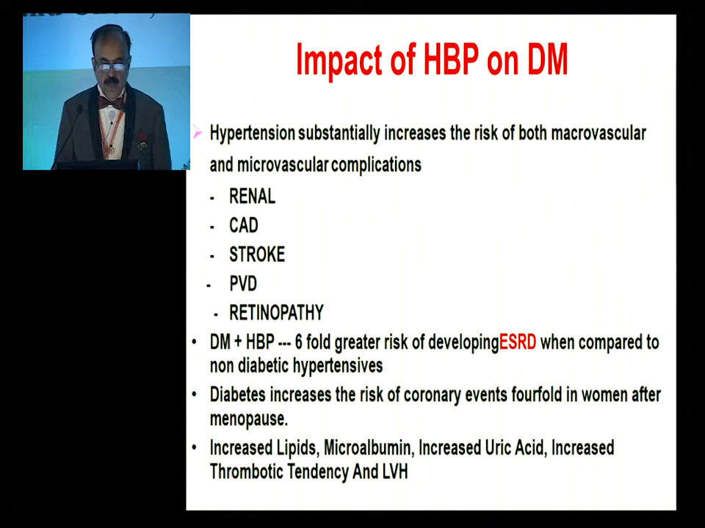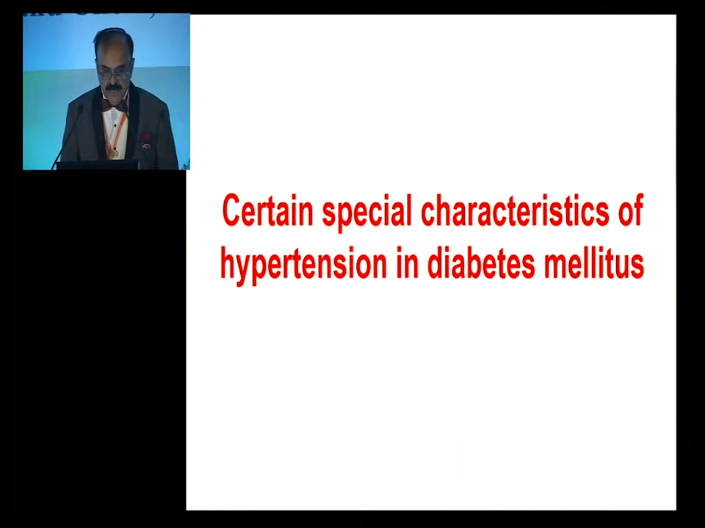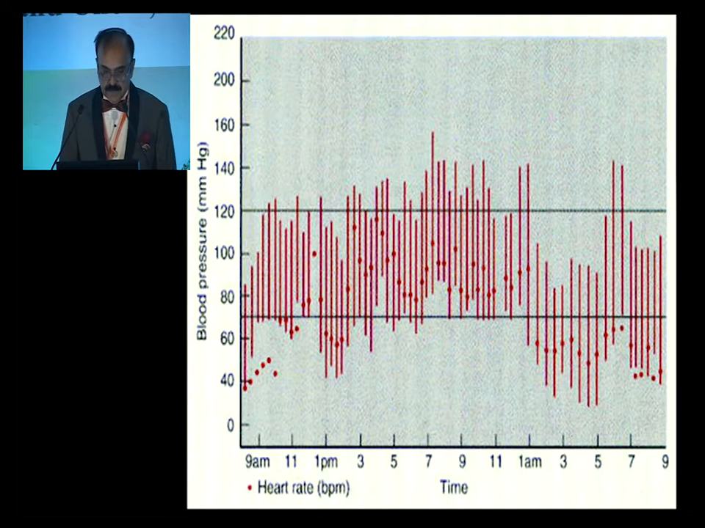Of course, there is impact on both microvascular and macrovascular systems: renal disease, coronary artery disease, stroke, retinopathy. Diabetes and hypertension together carry a 6-fold greater risk of developing end-stage renal disease compared to non-diabetics. Diabetes increases the risk of coronary events 4-fold in women after menopause. Certain special characteristics of hypertension in diabetes.